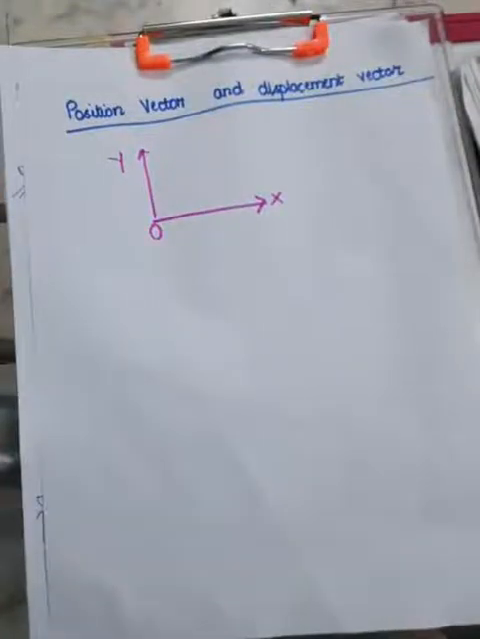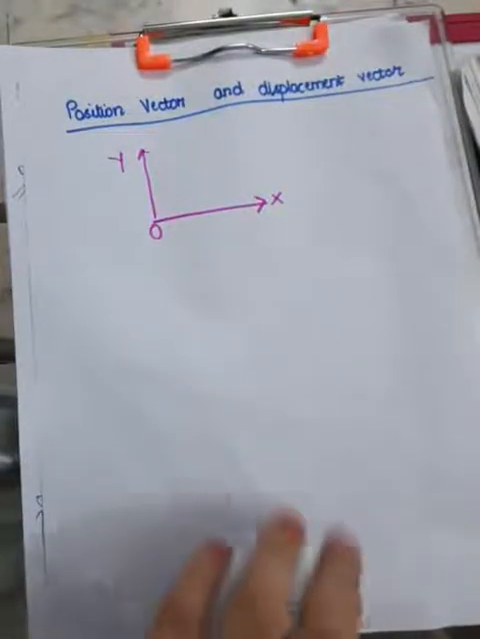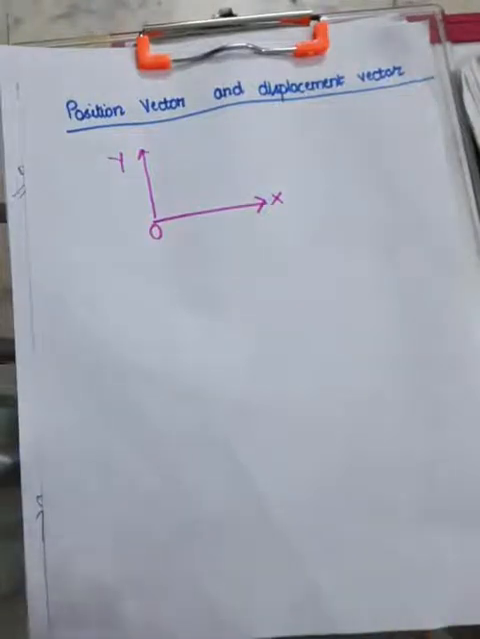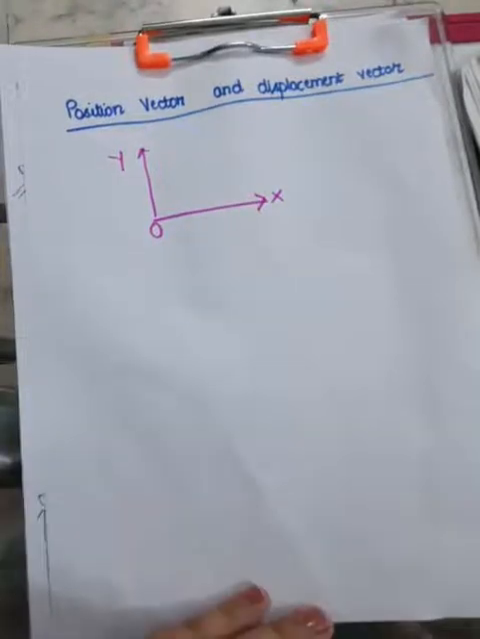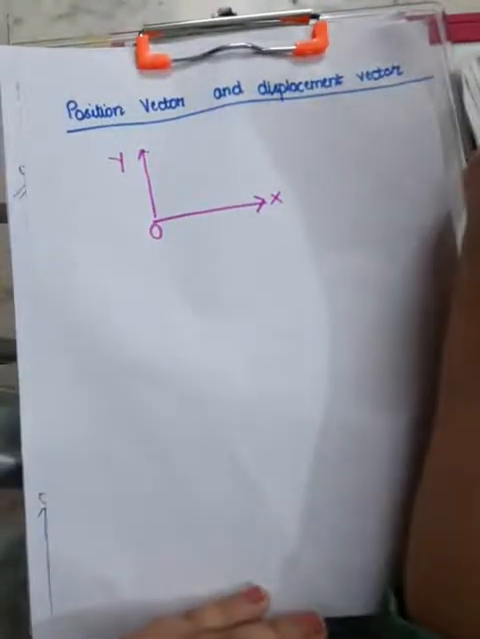Dear students, in this video we are going to discuss position vector and displacement vector. Last time we started with a discussion of vectors, that vectors are those quantities which have magnitudes as well as directions. And then we started vector algebra. But in this video our main focus is position vector and displacement vector.